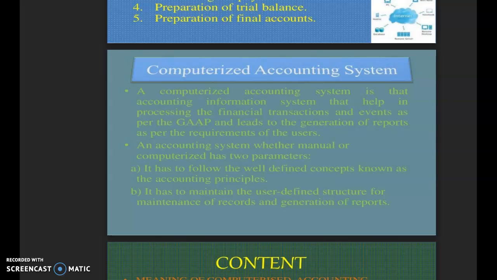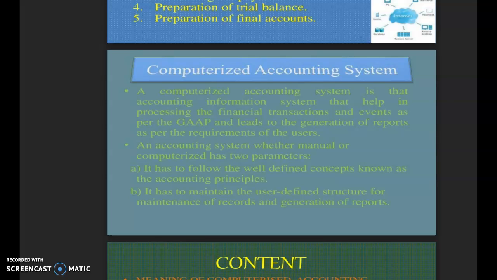An accounting system, whether manual or computerized, has two parameters. First, it has to follow well-defined concepts such as accounting principles. As we all know, accounting is based upon certain basic accounting principles. In the same way, the computerized accounting system is also based upon various accounting principles. And secondly, it has to maintain the user-defined structure for maintenance of records and generation of reports. What it means is that the various types of reports required, and the maintenance of records, are to be done as per the requirements and needs of the various types of users.